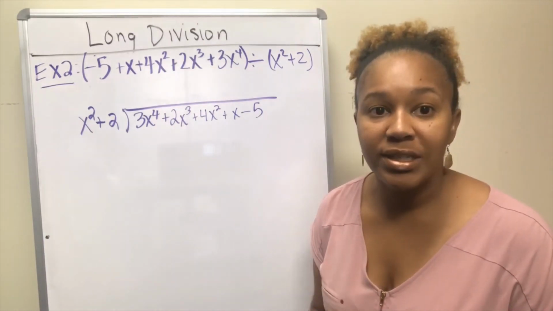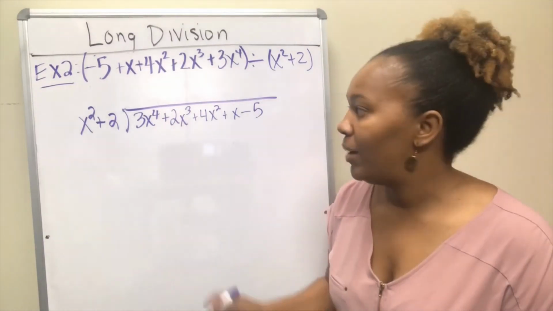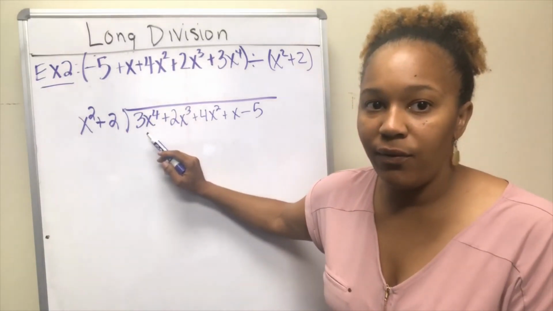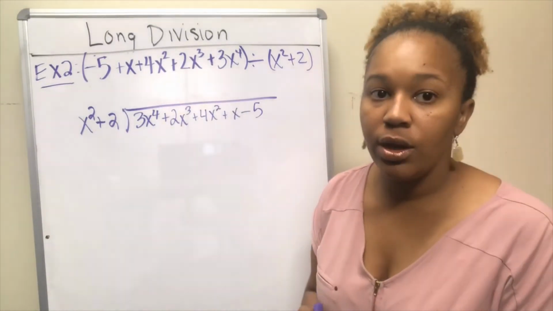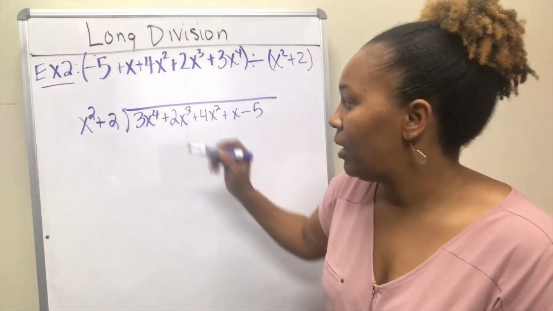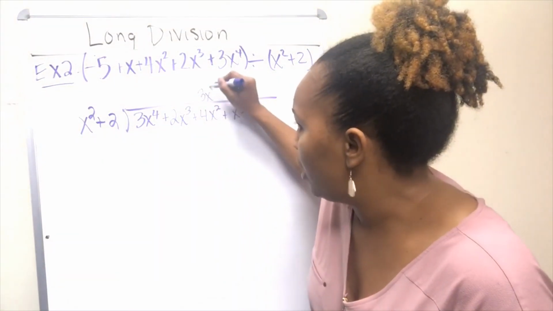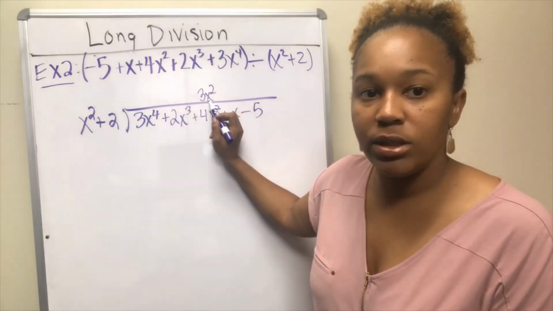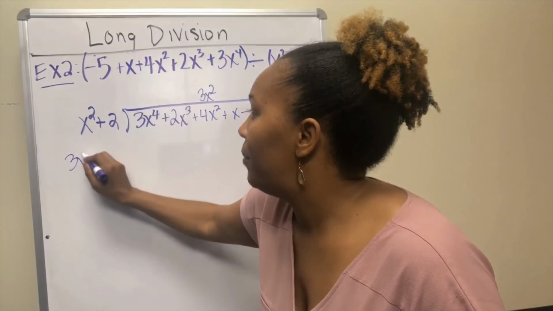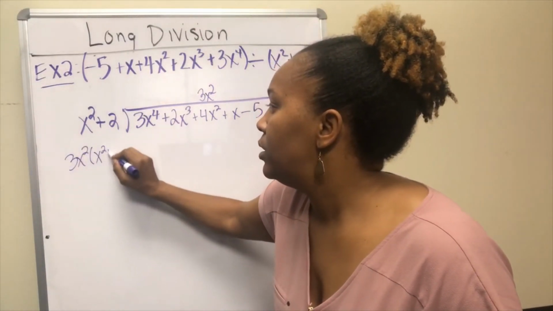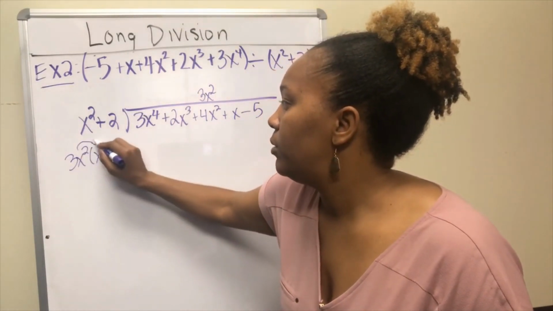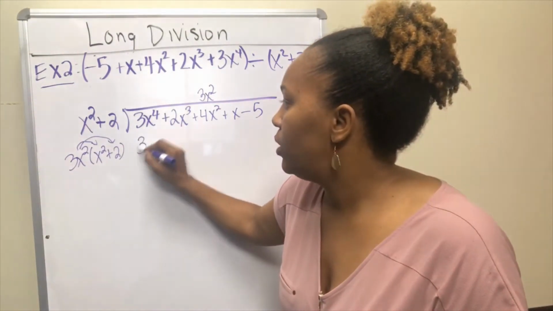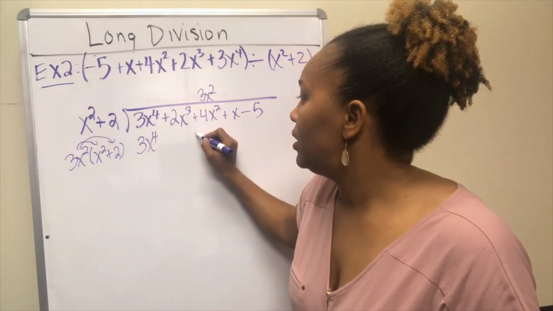And then I'm going to go through the same process I went through in the last example by starting off asking x squared times what will give me 3x to the fourth. And that will be 3x squared. Now for consistency and alignment, I'm going to write the 3x squared on top of the x squared term. Once I have a term up here, I multiply it by the divisor. So I'm going to take 3x squared and multiply by both terms, the x squared and the plus 2. And I get 3x to the fourth plus 6x squared.